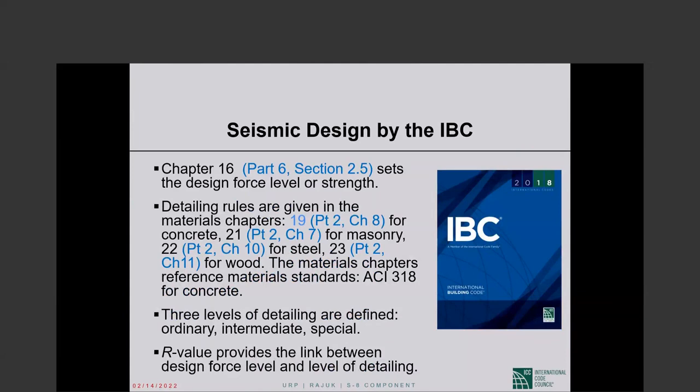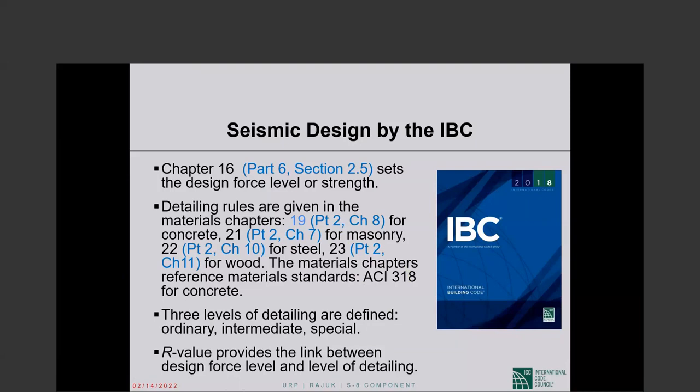Detailing rules are given in the materials chapters. So it is Part 6, chapter 8 for... these are all Part 6, I believe. Anyway, let's talk about Part 6, Chapter 8 for concrete, Part 6, Chapter 7 for masonry, Part 6, Chapter 10 for steel, and Part 6, Chapter 11 for wood.